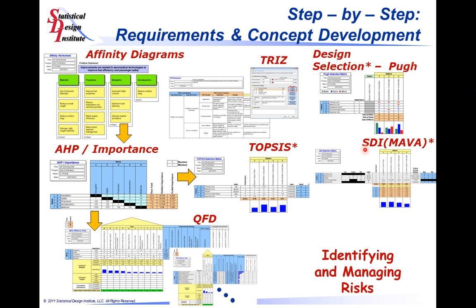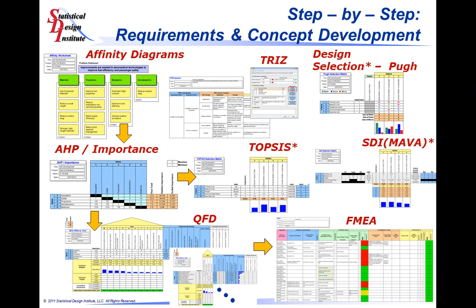Or you can use the SDI method, which is a multiple attribute value analysis technique, which allows you to assess your options versus your criteria with respect to the requirements that they must meet. So in this case, we can find solutions that best satisfy the design specifications and will allow us to hopefully obtain a producible result.